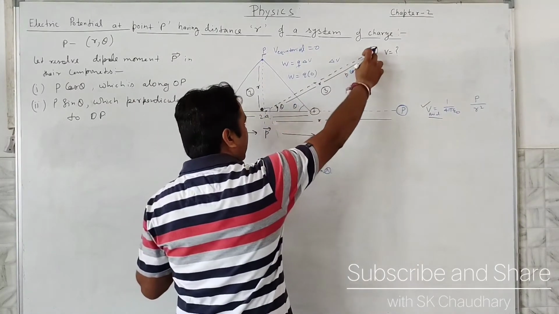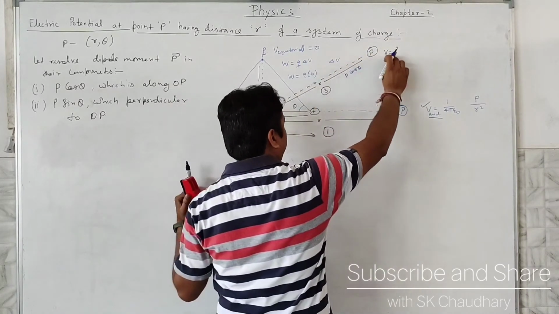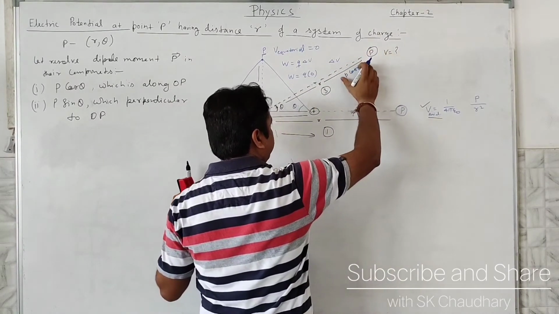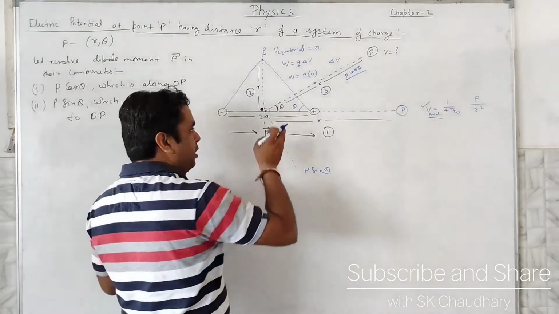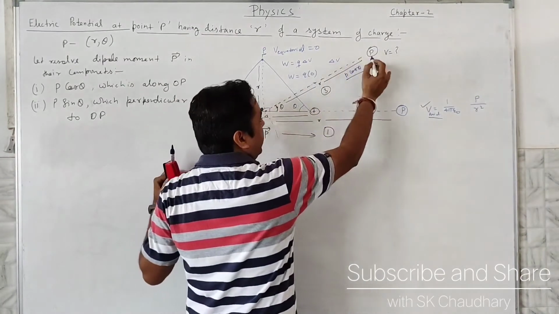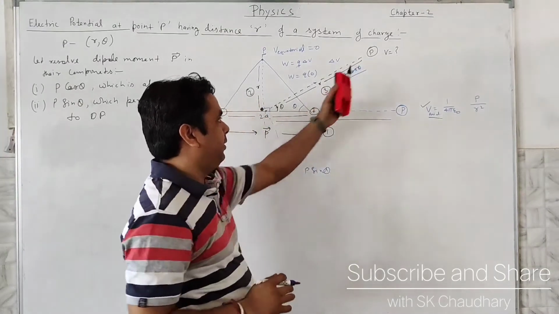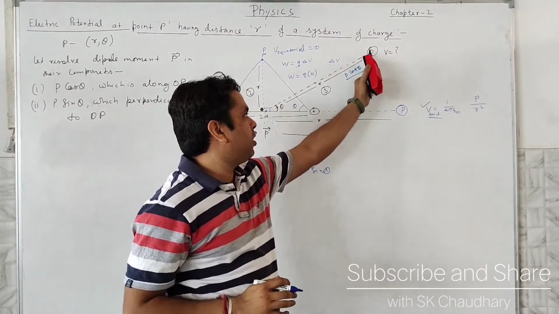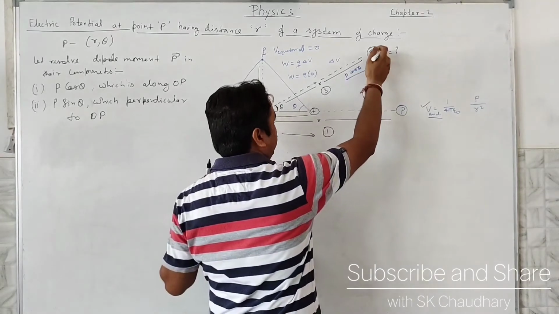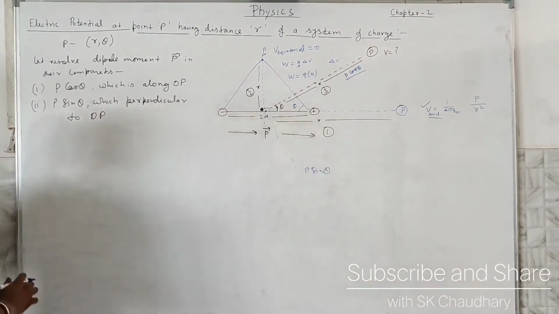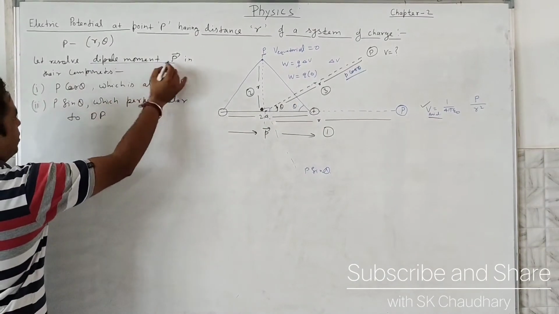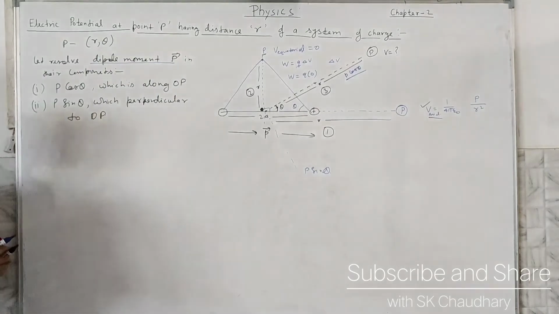Okay, so here we are considering only the P cos theta, because this P cos theta is along OP and we are trying to calculate the potential here. So our main consideration is what? The distance from O to P. So the dipole moment is resolved into two components.